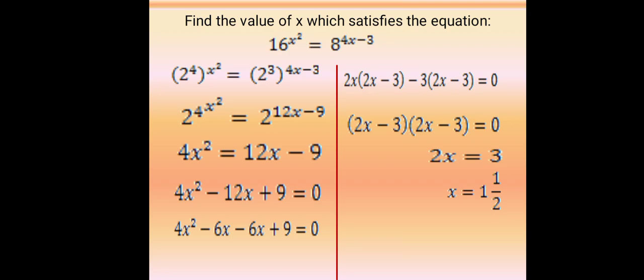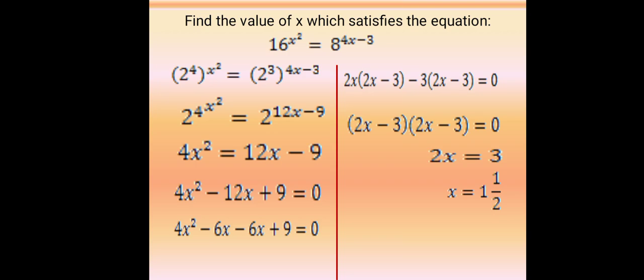Find the value of x that satisfies the equation. 16 raised to the power of x squared is equal to 8 raised to the power of 4x minus 3. Now 16 can be written on the base of 2, so that we have 2 raised to the power of 4. 8 can also be written in the base of 2, so that we have 2 raised to the power of 3.